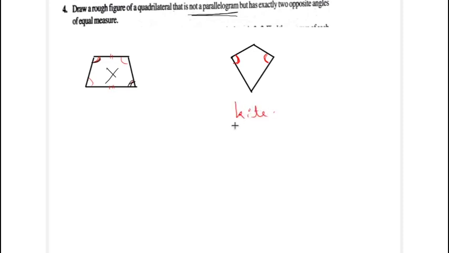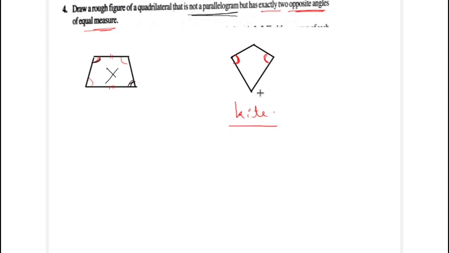Okay, so here the answer will be a kite, as it is a quadrilateral and it is not a parallelogram, and exactly two opposite angles are of equal measure. So two opposite angles are of equal measure here. Okay, hope you have understood this.